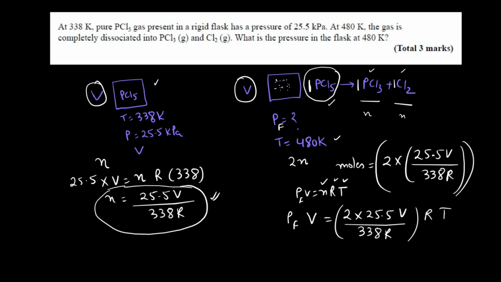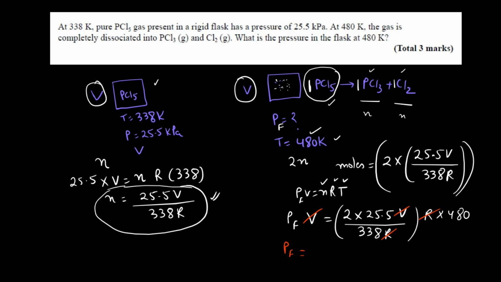And what is T here? T is 480 Kelvin. So I change T to 480 Kelvin. So now what will happen? R will cancel out, right? V will cancel out, and we just solve this and we will get final pressure in the container.